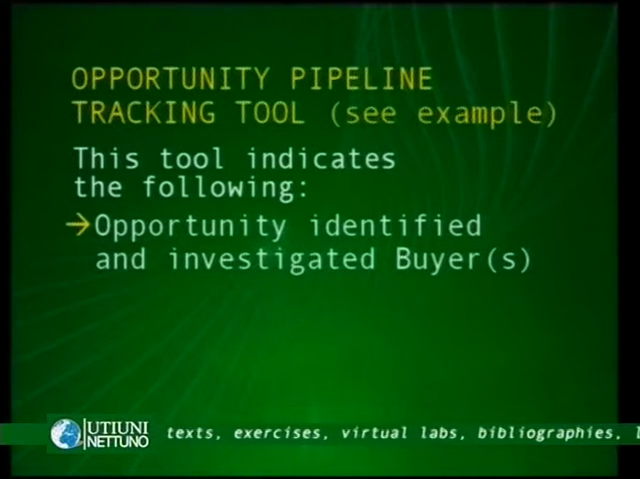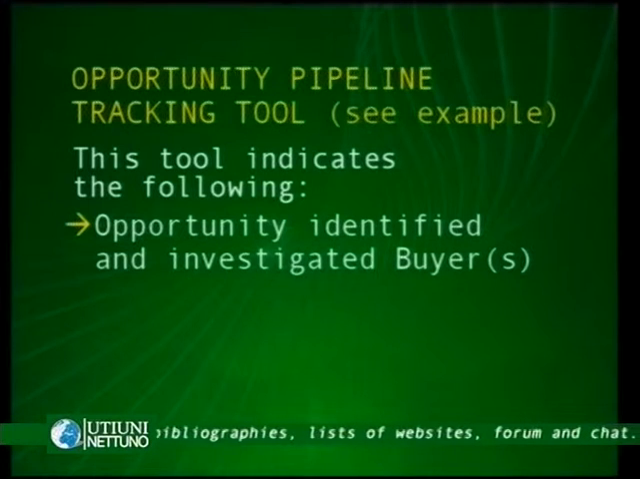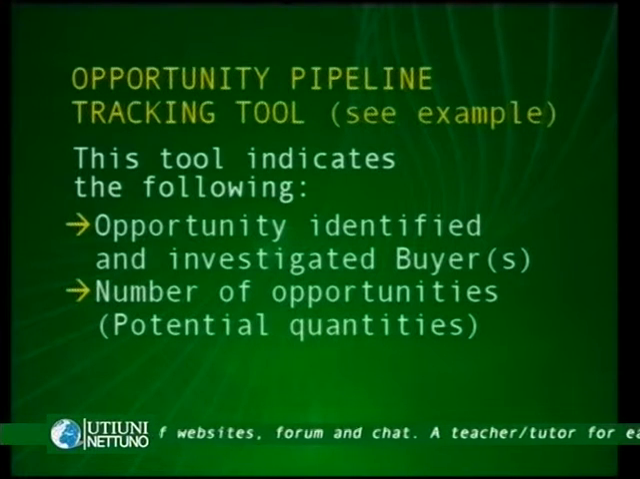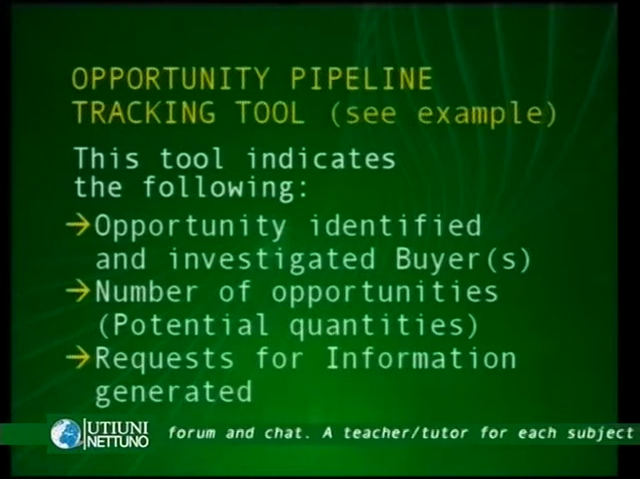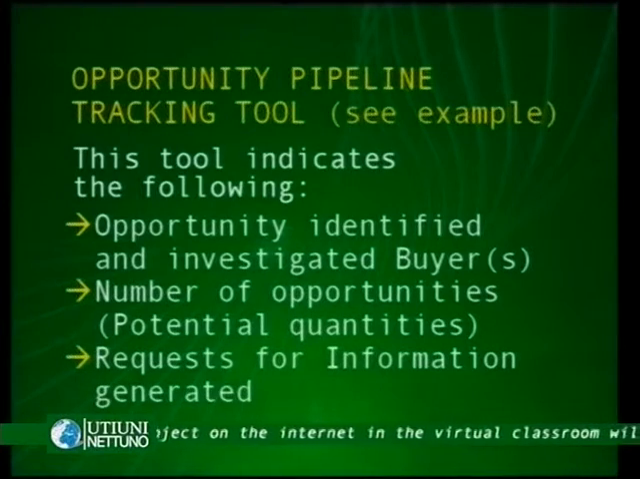The opportunity pipeline, the tracking tool, which I've just mentioned. This tool indicates the following: opportunity identified and investigated, buyers, number of the opportunities, and requests for information generated. That is really what it broadly gives you. This tool will be in the study guide, and it will also be available and accessible on the website.